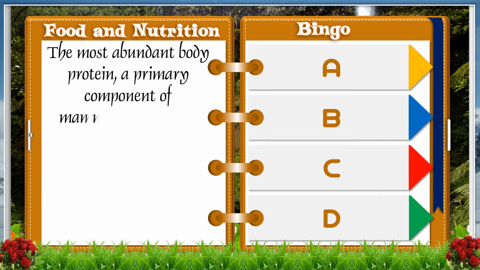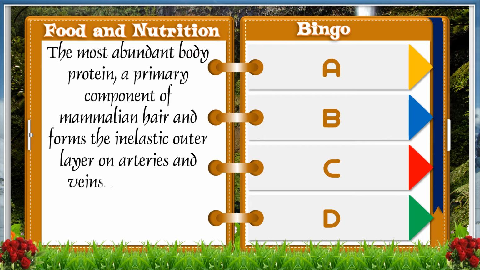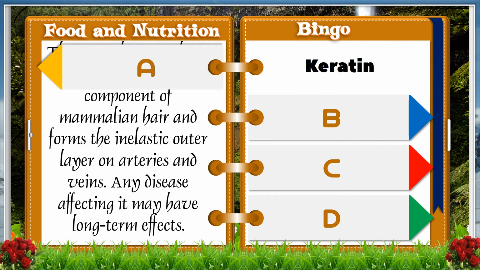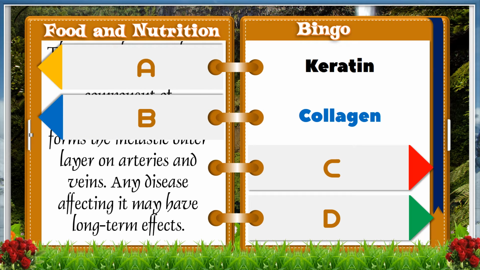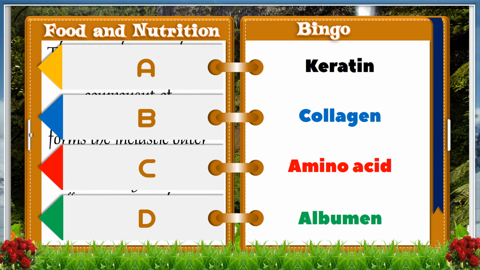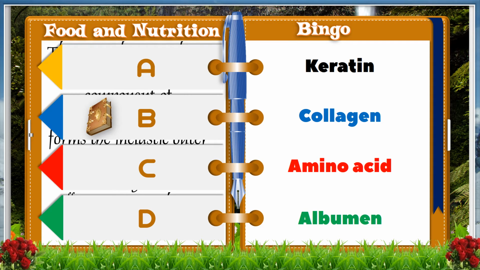The most abundant body protein, a primary component of mammalian hair, and forms the inelastic outer layer of arteries and veins. Any disease affecting it may have long-term effects. Option A, keratin. Option B, collagen. Option C, amino acid. Option D, albumin. And the answer is B, collagen.